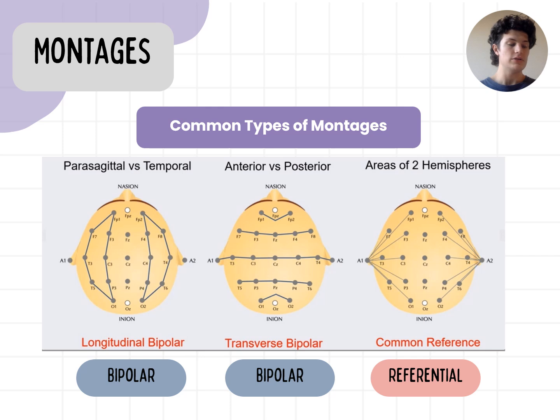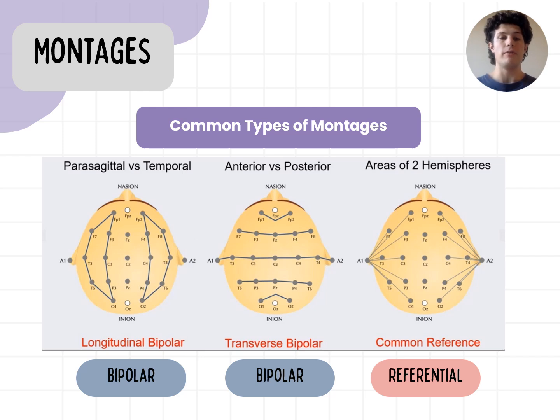So montages are very important in EEGs. They are logical, orderly arrangements of EEG signals or channels that are created to display activity over the entire head to provide lateralizing and localizing information. There are two types of montages, bipolar and referential. Bipolar montages can be oriented in different ways because they are connected in chain-like sequences, as you can see. And some common types of bipolar montages would be longitudinal bipolar and transverse bipolar.